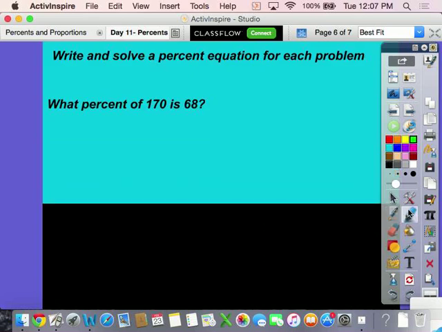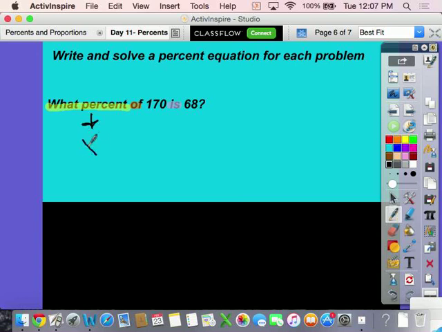All right, we're gonna do the same thing here together. Let's start, we'll use a highlighter for this. Here's what I've got. What percent of 170 is 68? So we're going to do our word for word translation. What percent is our x? Of is times, 170 is 170, is equals 68. All right, we're going to simplify.